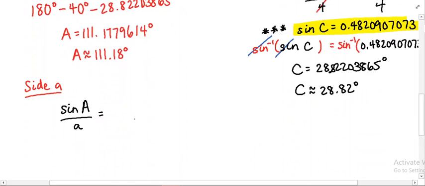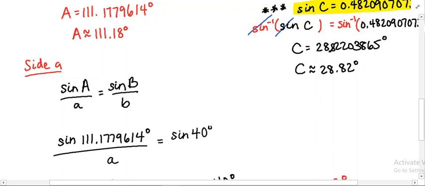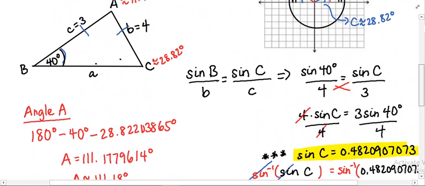So let's go ahead and do sine B over B. Again, if you did use C information, make sure you carry all the digits. Otherwise, your side length A may not be accurate. All right, let's plug all this information in. When I plug in the value of angle A here, I need to use all the digits here. So the sine of 111.1779614 degrees over side length A has to equal the sine of B, which is 40 degrees, over side length B, which is 4. That is what we need to set up to solve this.